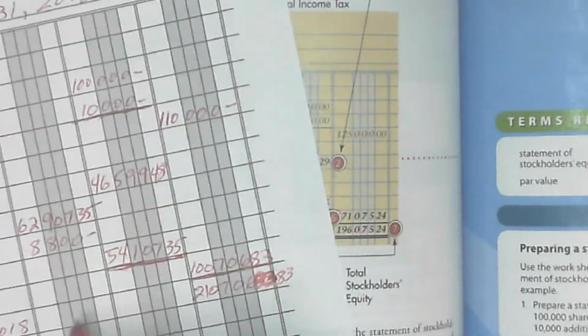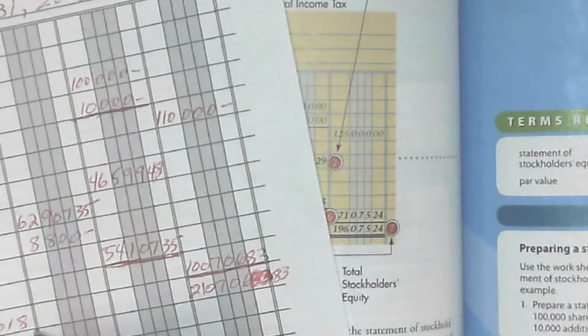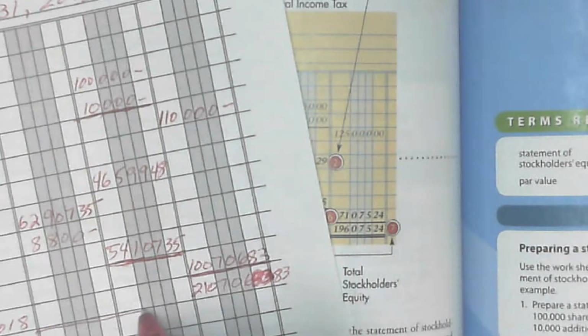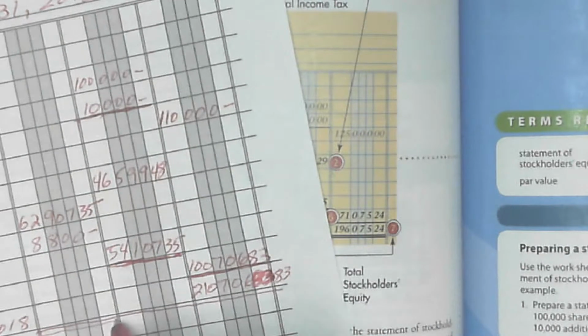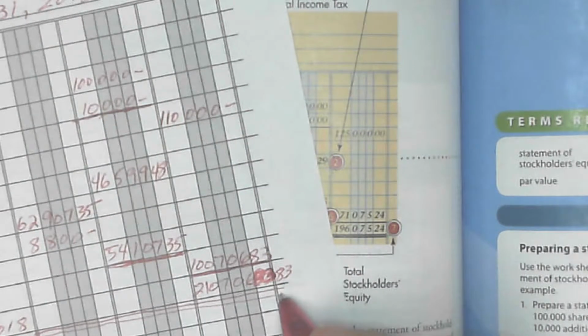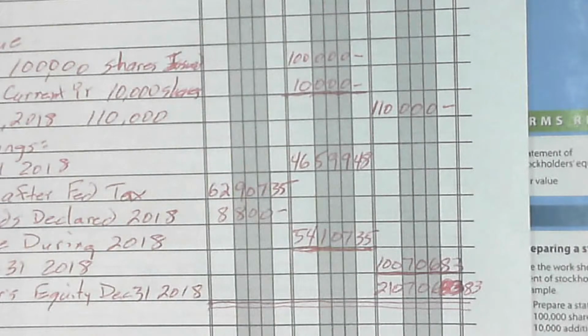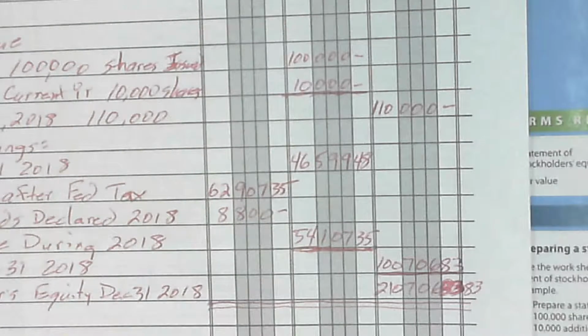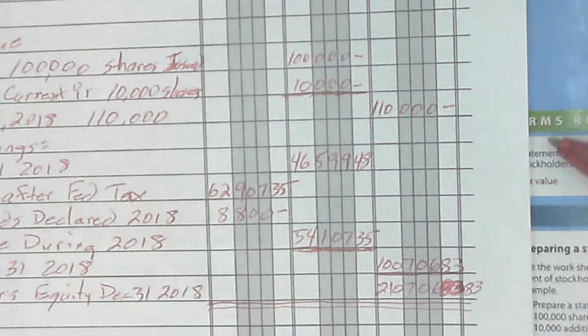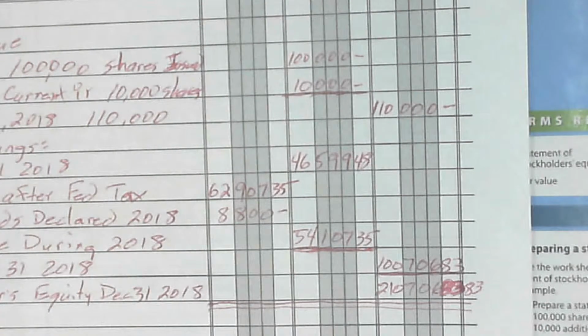So that's the end. So we just like everything else, when we get to the total end, just draw double lines underneath, so no more can be added to it. And that is statement of stockholders' equity.